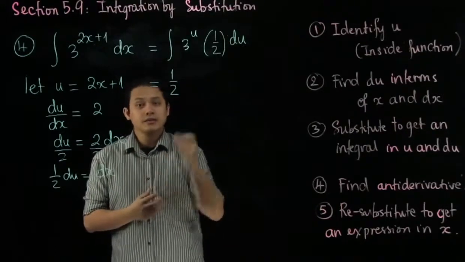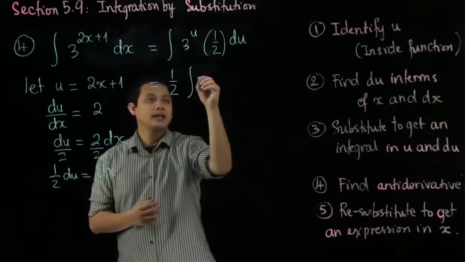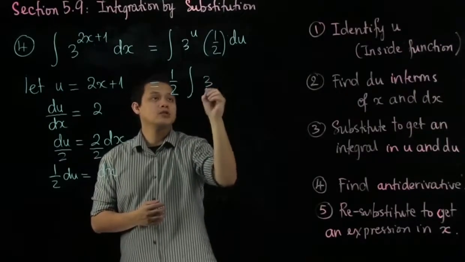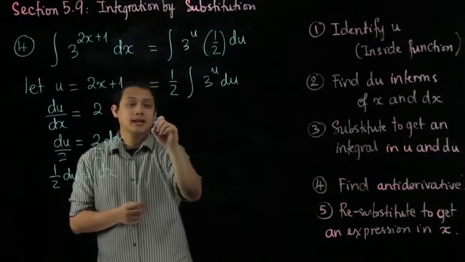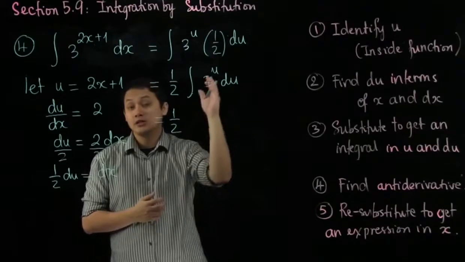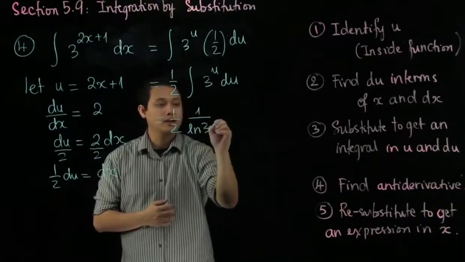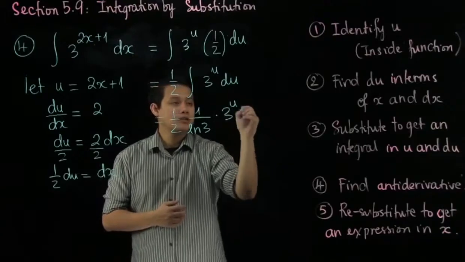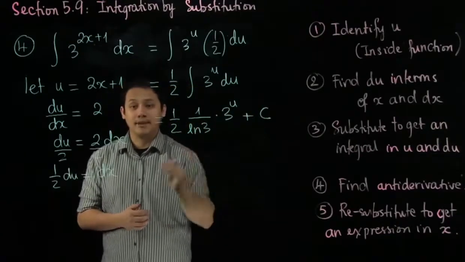1/2 is the constant. You can bring that out of the integral operation, and that is 1/2 times the integral of 3 to the u du. So the antiderivative of 3 to the u is 1 over ln of 3 times 3 to the u plus the constant c. This is the third step.